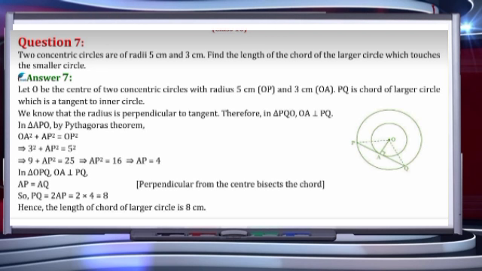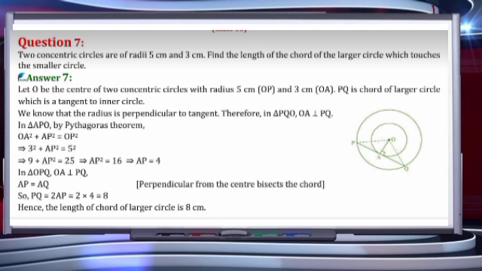So this implies our OAQ will become a right angle triangle. One result that you have already studied in class 9th is that if a line passes through the center of the circle, it always bisects the chord. So that means PA is equal to AQ. Next, we will find the length of the chord of the larger circle.